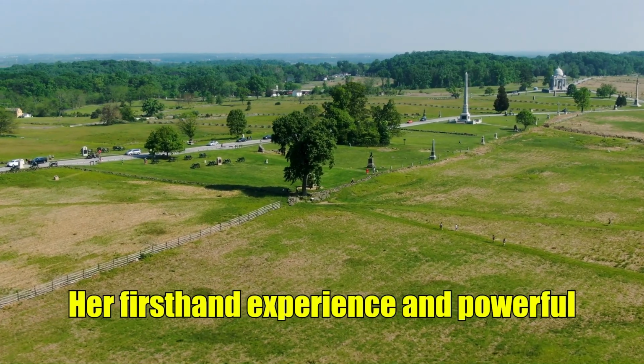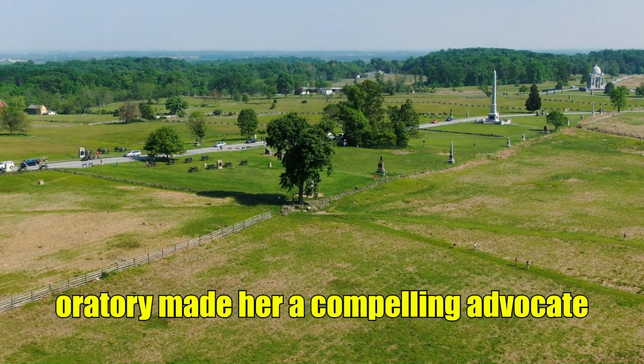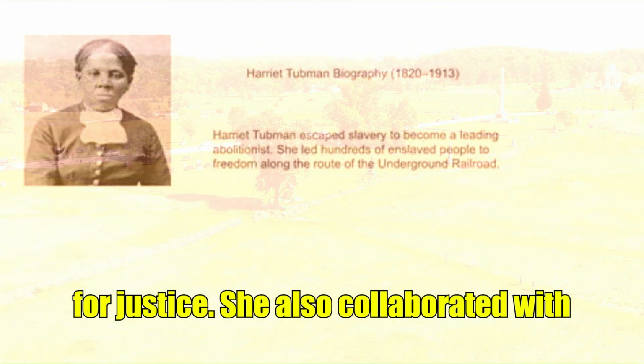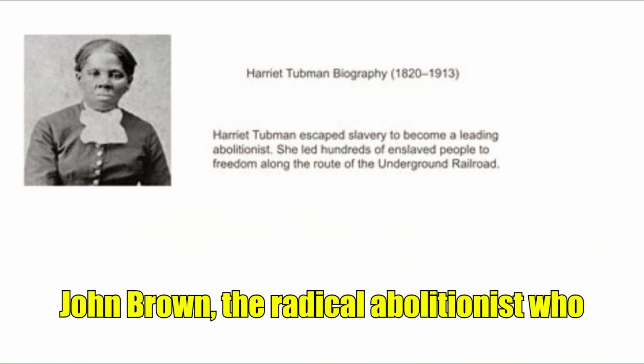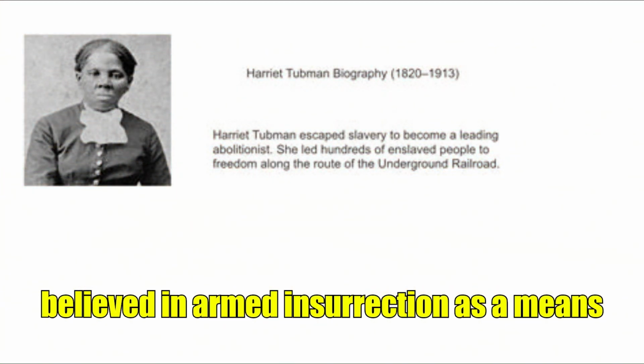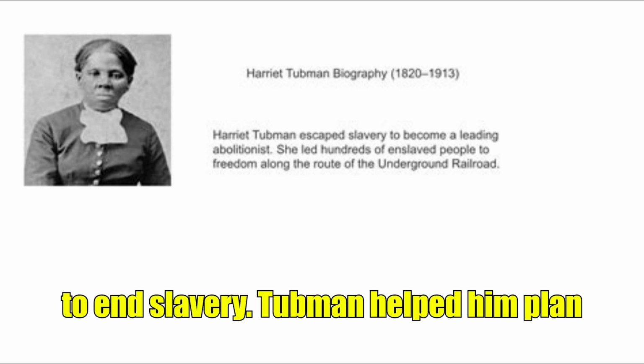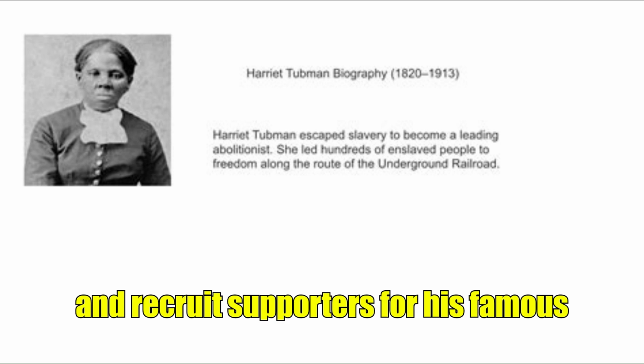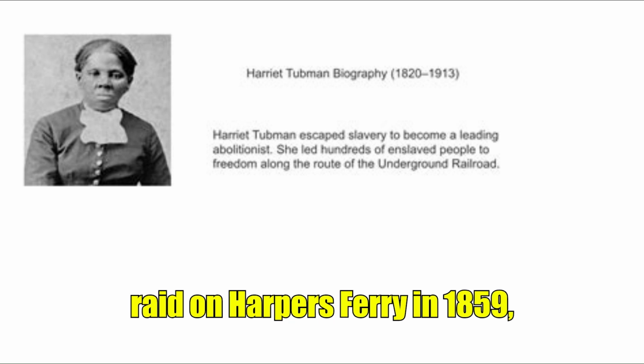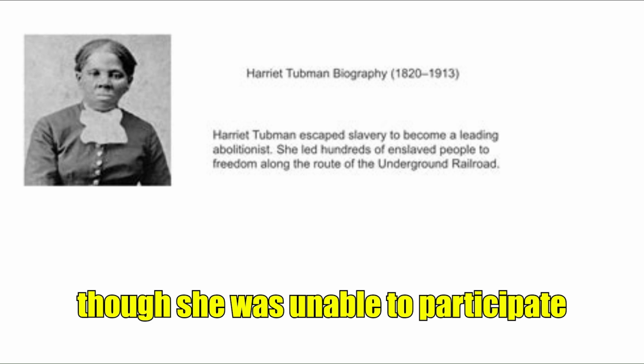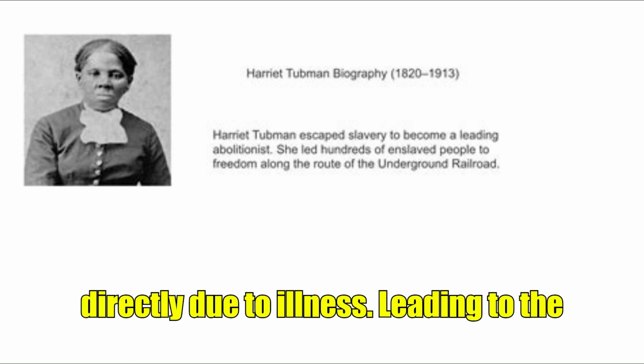Her firsthand experience and powerful oratory made her a compelling advocate for justice. She also collaborated with John Brown, the radical abolitionist who believed in armed insurrection as a means to end slavery. Tubman helped him plan and recruit supporters for his famous raid on Harper's Ferry in 1859, though she was unable to participate directly due to illness.